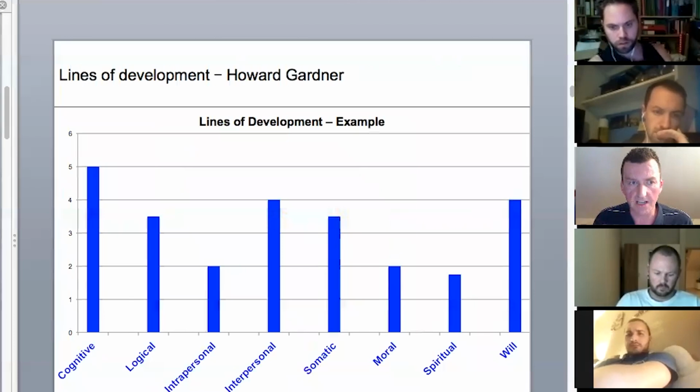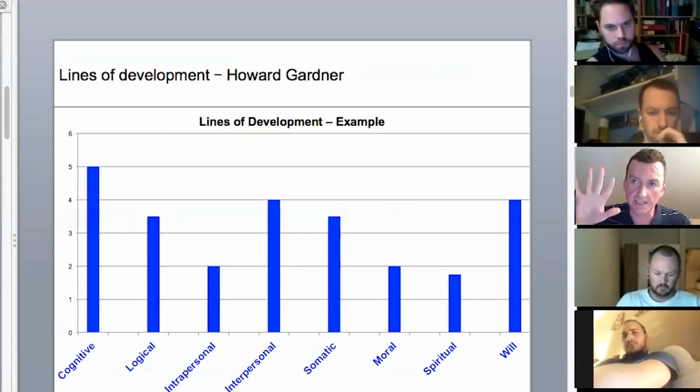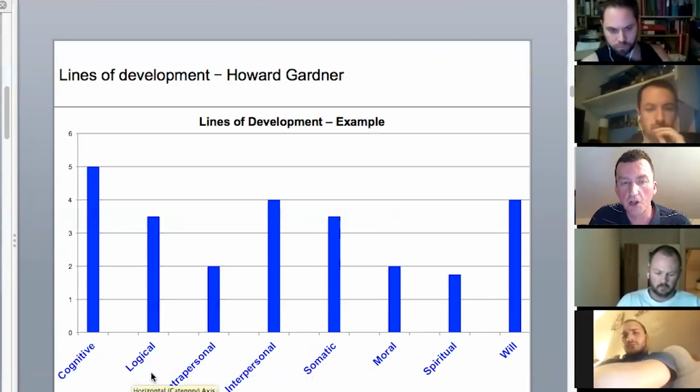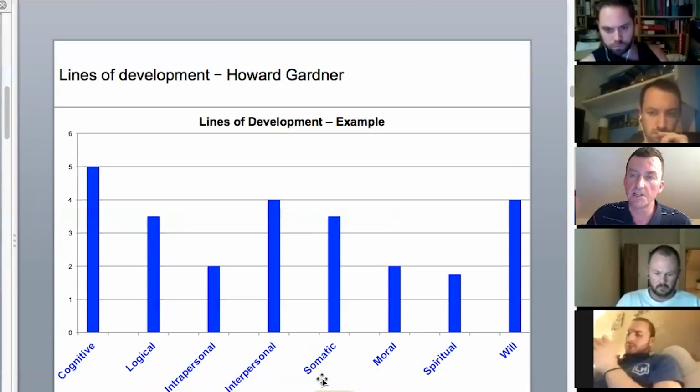Also within this are lines of development, so that this growth of these capacities. We're all born with these innate capacities that grow up through the spiral in relationship with our life conditions. So the main lines that we have within us are cognitive, logical, interpersonal, intrapersonal, somatic, moral, spiritual, and will. So in relationship with our life conditions, certain ones of these will grow quicker, and certain ones of those, if we've had certain family backgrounds or upbringings, might not be so well developed.